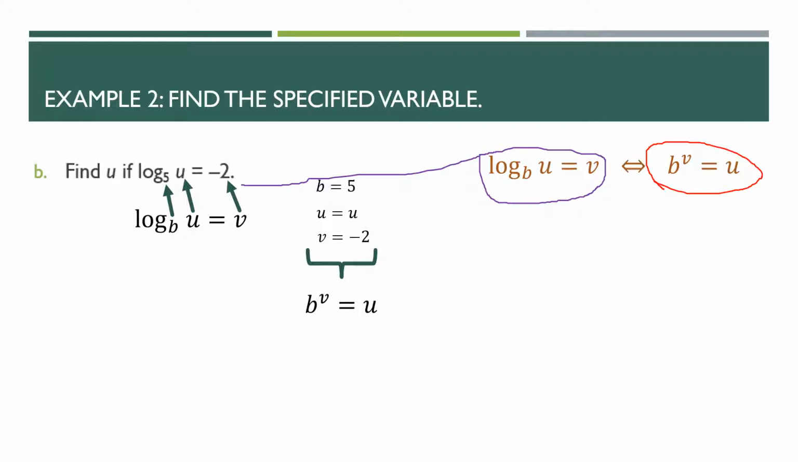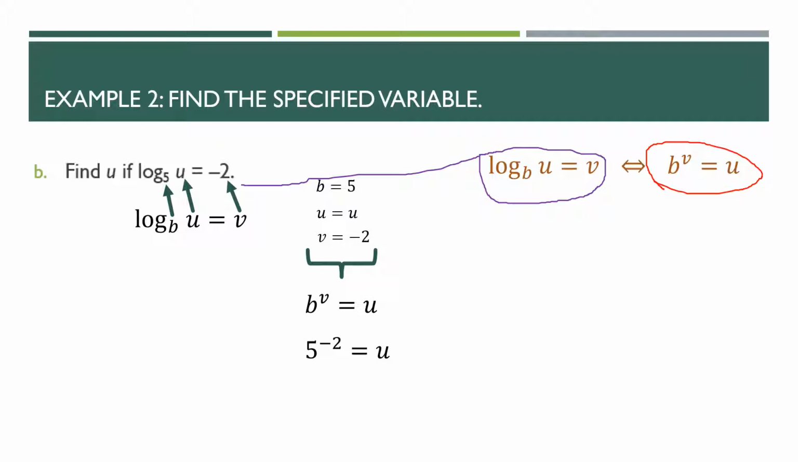B to the V equals U. All right, so B is 5, U is U, and V is -2. So we have 5 to the -2 equals U. To figure out what U is, that's what we're trying to find. It says find U at the beginning of the problem. So to figure out what U is, we just need to plug this into our calculator.